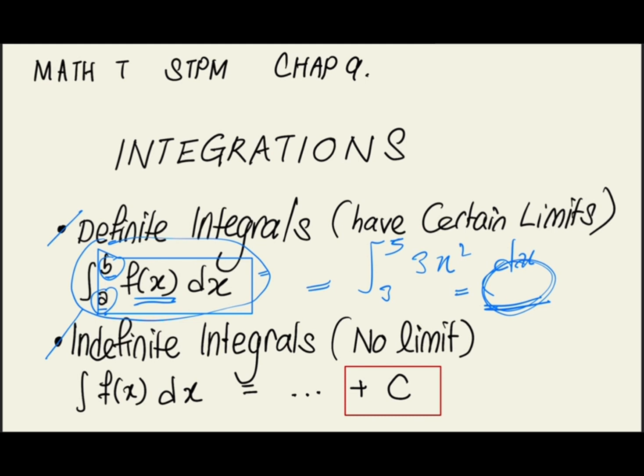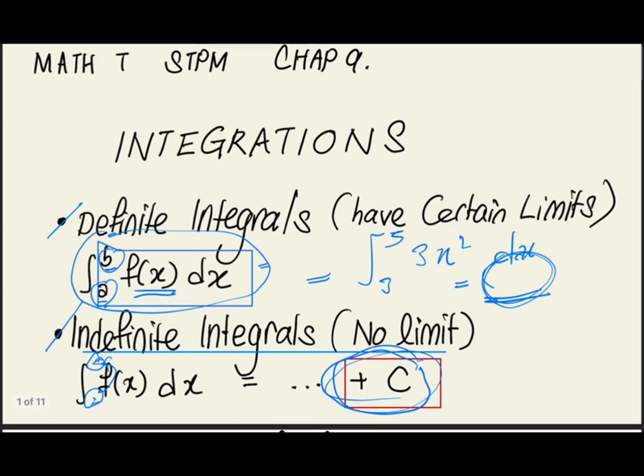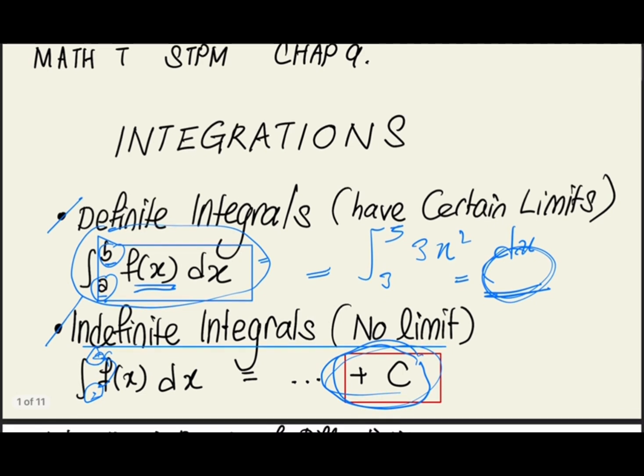For indefinite integrals, you will get an answer with variables x, y, anything, and you must add a constant at the end of the answer, because you don't know where you integrate from and to. Let's say it possibly could be 2 to 5, 3 to 6, anything. So you must add a constant at the end of your answer, so you will get the correct answer.